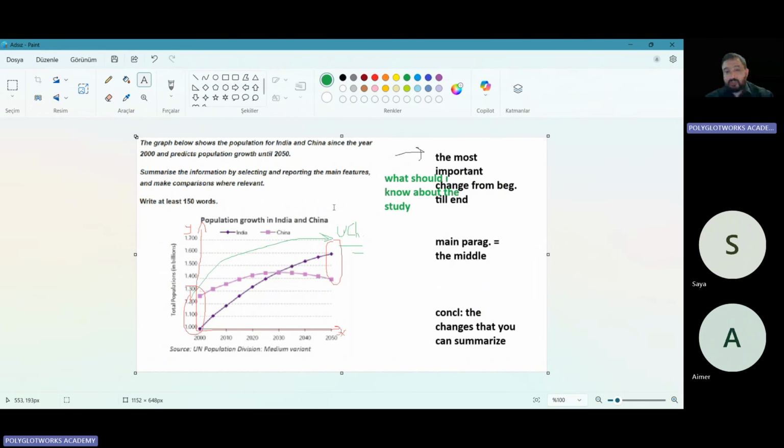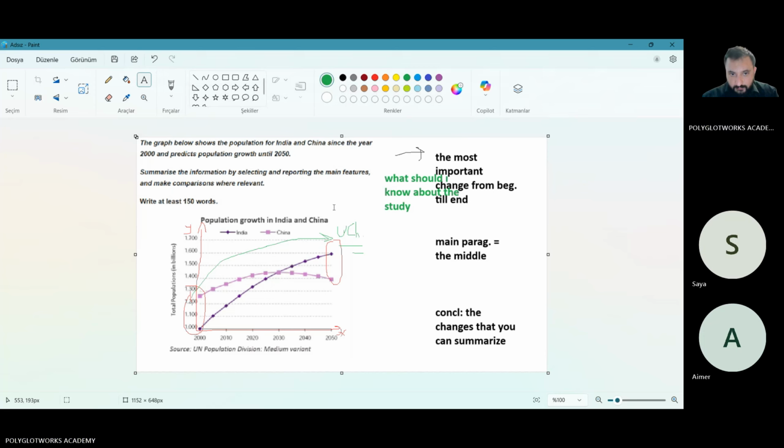Now, the most important part here is to write the third sentence. It means overall or intro. Results. Overall, the graph reveals a significant shift in population dominance from China to India over the 50-year period.